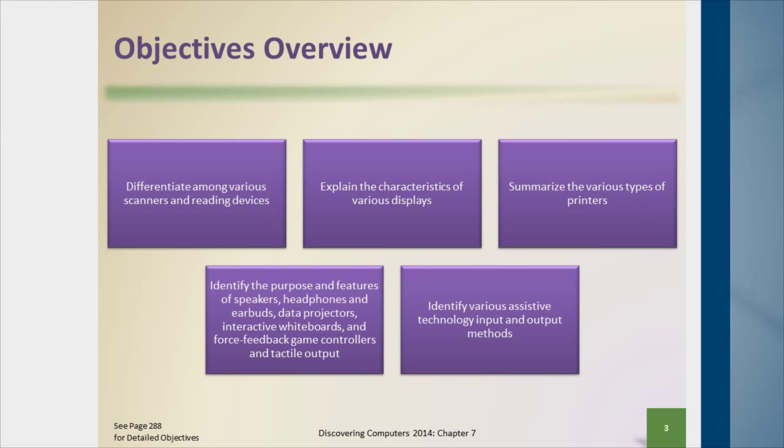We'll differentiate among various scanners and reading devices. We'll talk about some of the characteristics of various displays, some of the different types of printers. We'll talk about the purpose and features of speakers and headphones and all those types of things. And then the chapter finishes up talking about assistive technology used for input and output.